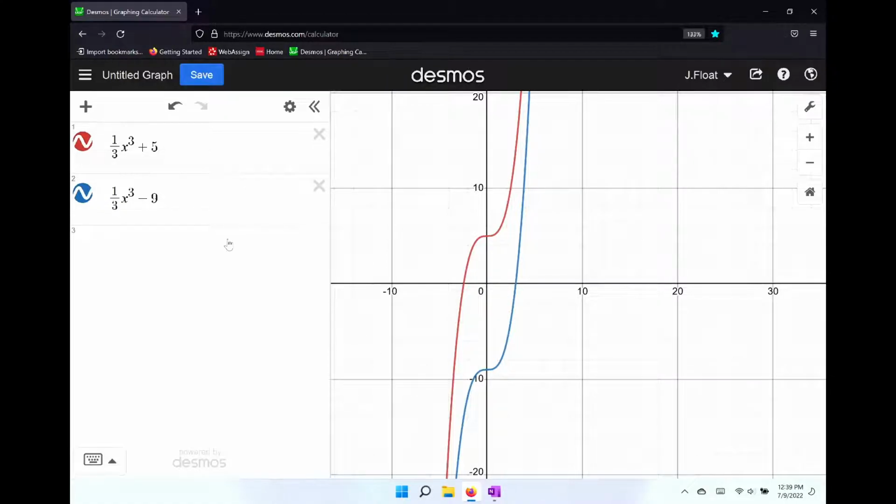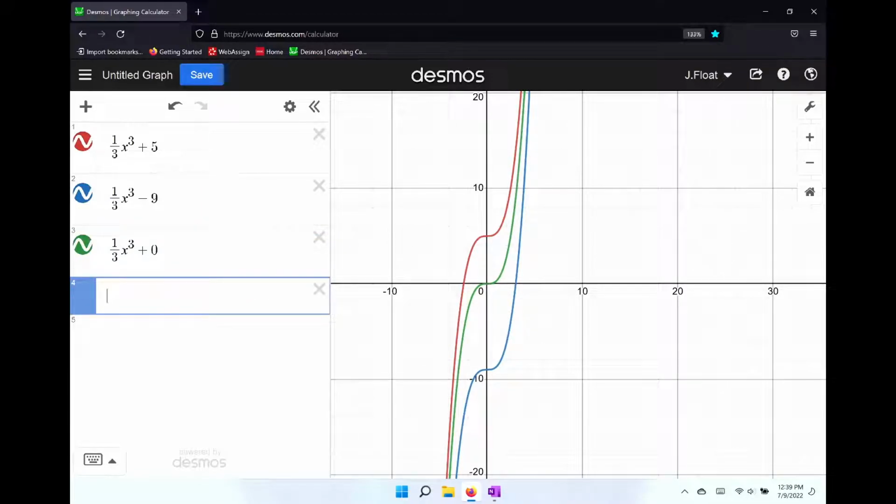Even if you did 1/3 x to the third plus 0, notice when you take that derivative, you still get the same exact derivative.